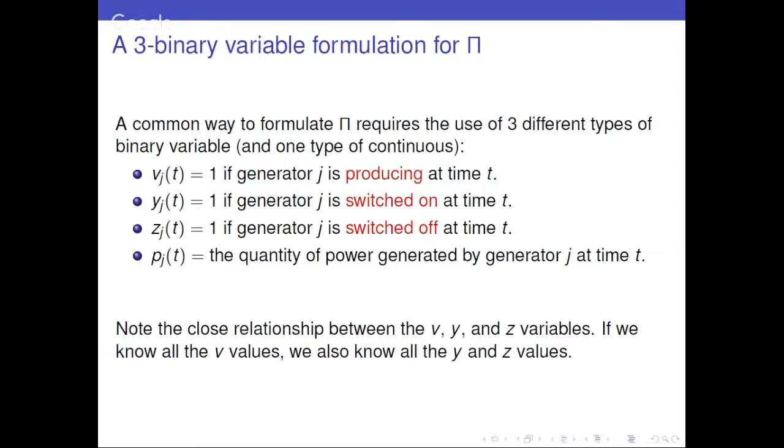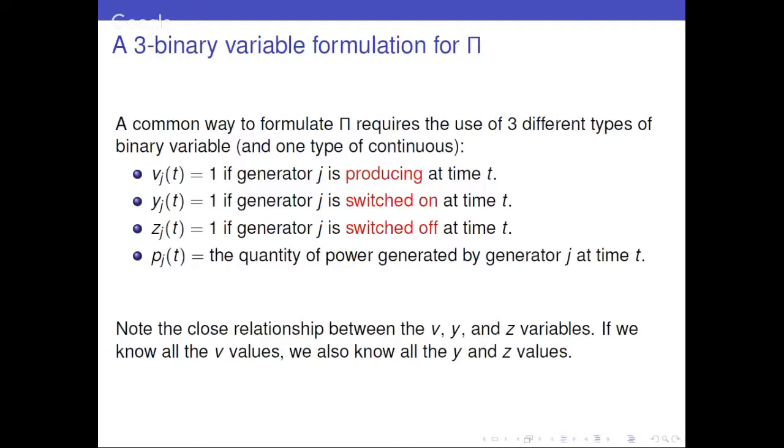So knowing when it's switched on is going to help me make sure that the up and down time constraints are respected, and knowing if it's producing or not is going to tell me if P has to be 0 or not. Okay. That's basically the idea. If you think about this for a moment, you realize that you don't actually need all these variables.